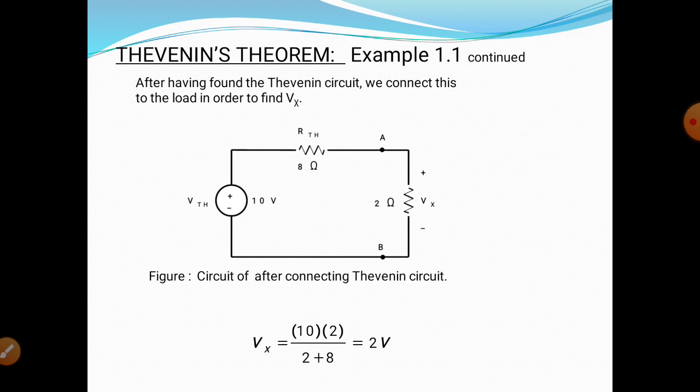And then next we have to find the value of Vx across the 10 volt voltage source. So Vx is equal to 10 into 2 divided by... the 8 ohm resistance and 2 ohm resistance are connected in series, so we have to add these two resistances. So Vx is equal to 10 into 2 divided by 2 plus 8, so we get the value as 2 volt.